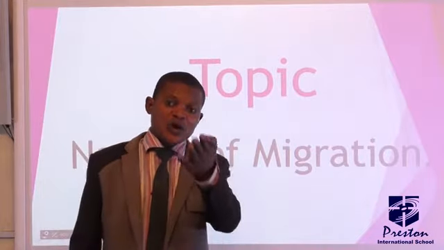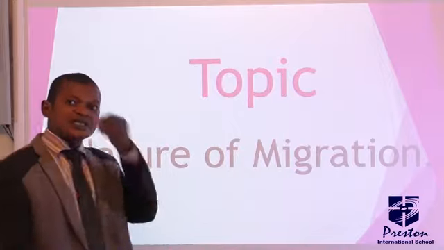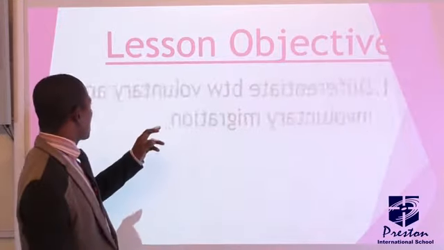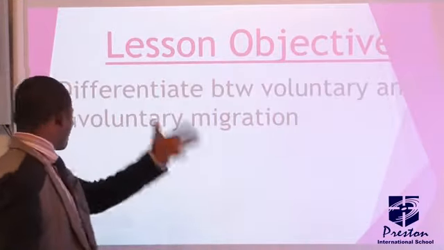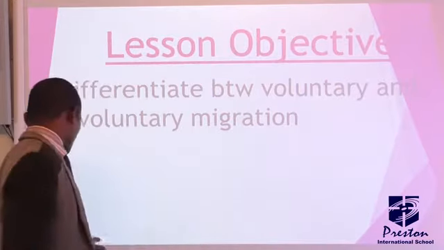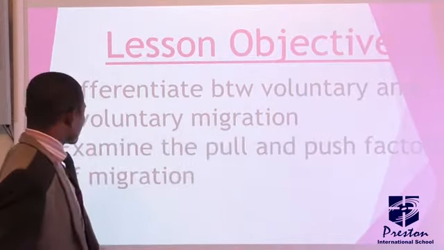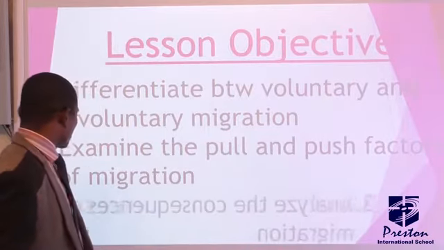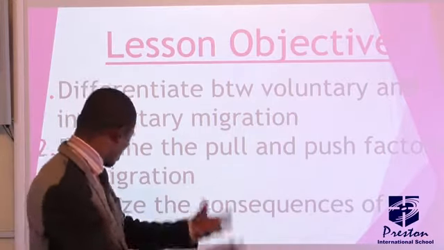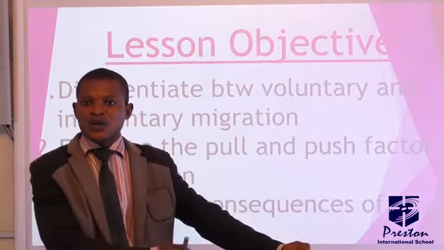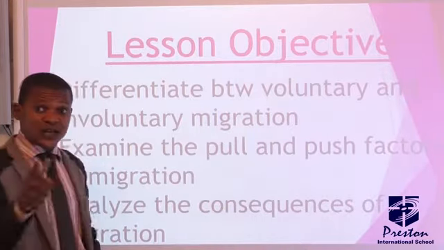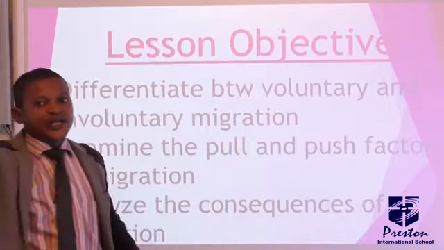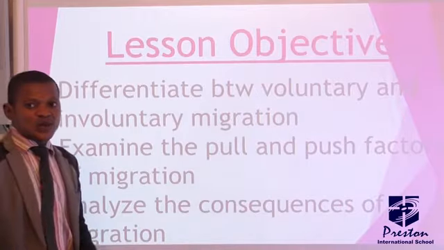Some authors call it types, but here I put it as nature. By the end of this class, you should be able to differentiate between voluntary migration and involuntary migration. Number two, you should be able to examine the pull and the push factors of migration. And lastly, you should be able to analyze the consequences of migration, either to the source region or to the destination. And don't forget, I told you in the last class, the point you are taking off is called the source, while the place you are entering is the destination. So we are going to look at the consequences to both sides.